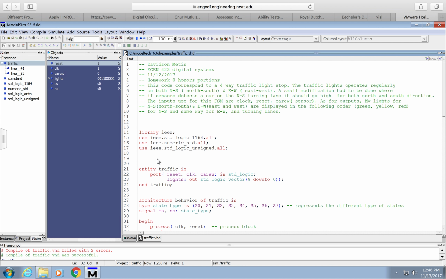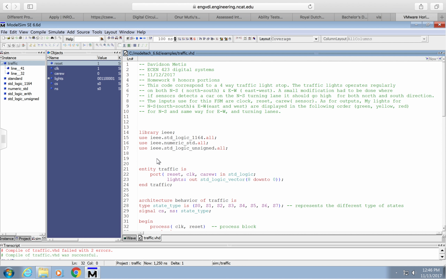The functionality of it is, if the sensor detects a car on the east west, then it should go to state one and turn yellow on the north and south, and red on the east and west. Else, it should remain green on the north and south, and red on the east and west.